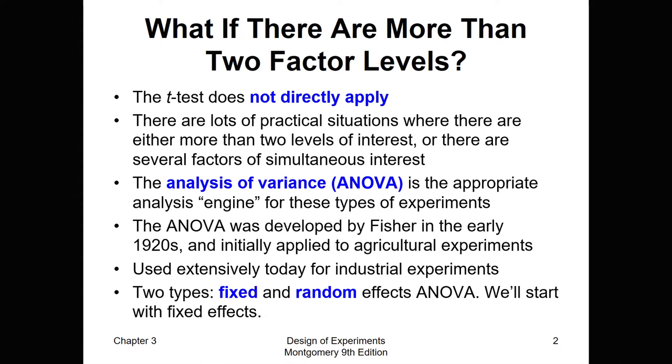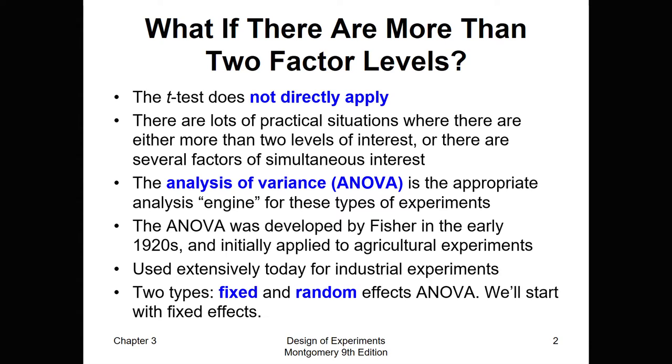So there are two different types of ANOVA, and one of the reasons that this lecture set is so long is that in our text, we address both of these as part of this chapter. We can have a fixed effects ANOVA or a random effects ANOVA, and we're going to talk about both and the meaning differences between them, but we're actually going to start with the fixed effects ANOVA.